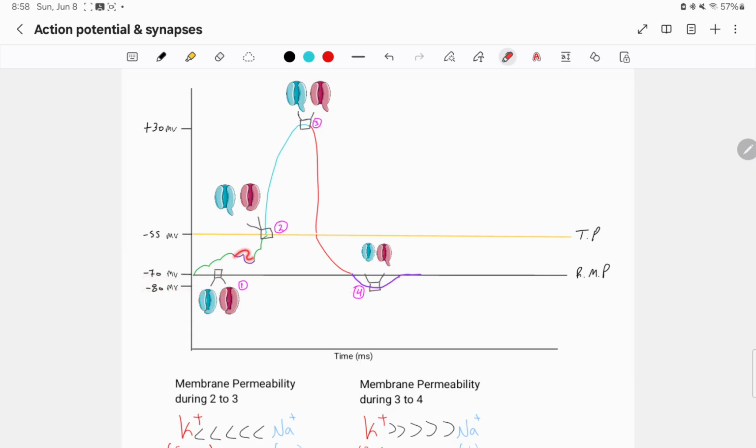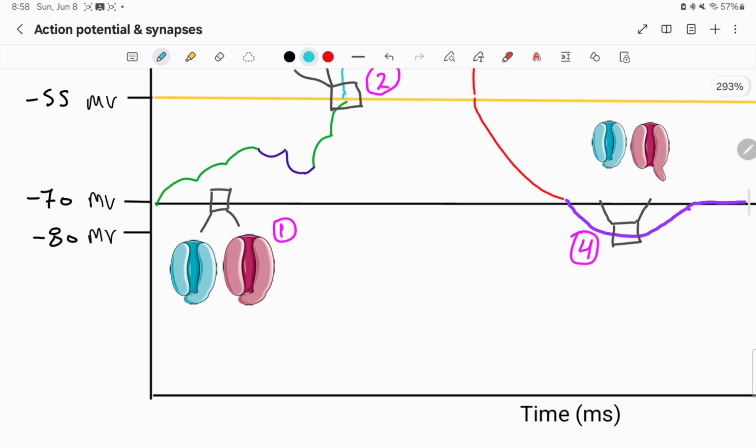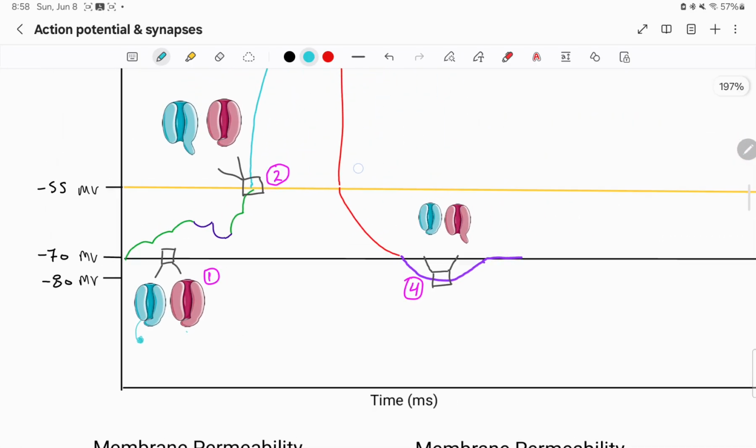Okay, let's go through it. So, number one, what do our channels look like? We know that this is the sodium voltage gated channel, and this is the potassium voltage gated channel. At resting membrane potential, what is the configuration? Well, the inactivation gate is open while the activation gate is closed. And for potassium, the voltage gated activation gate is closed. Okay, this is all what we said in the last slide.